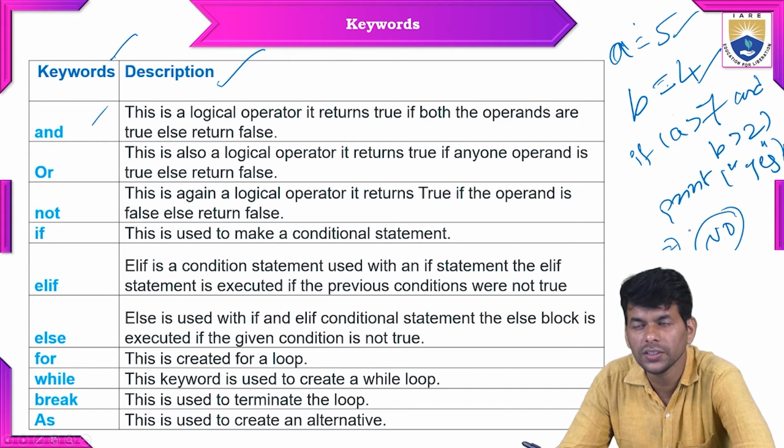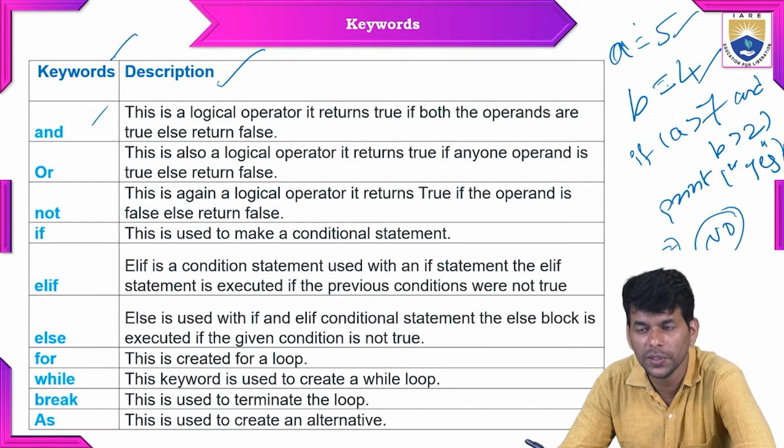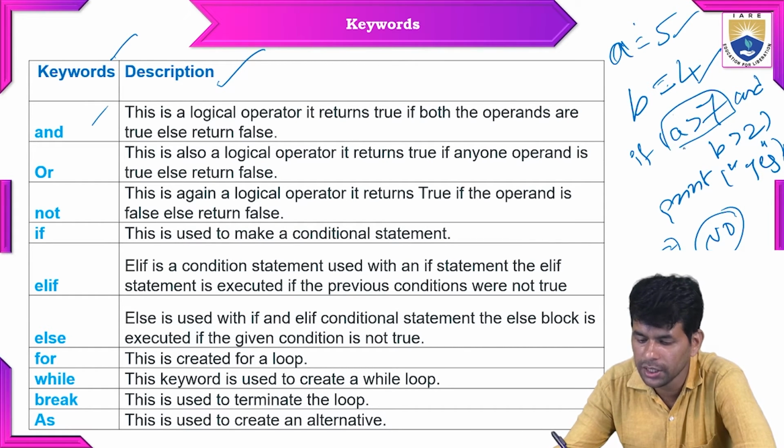Why is it not printing yes? That means this A greater than 7: the A value is 5. Is 5 greater than 7? No, it is false. But B is greater than 2: B's value is 4, and 4 is greater than 2. That means this is true.